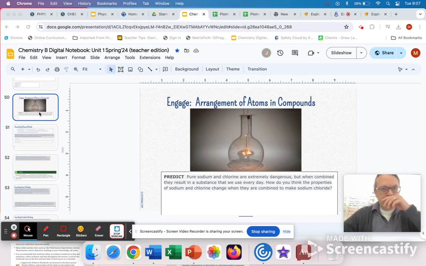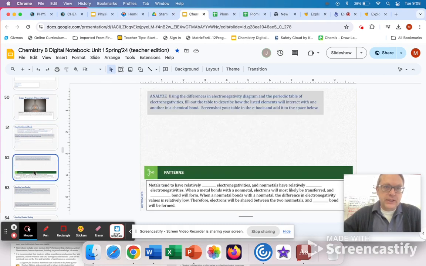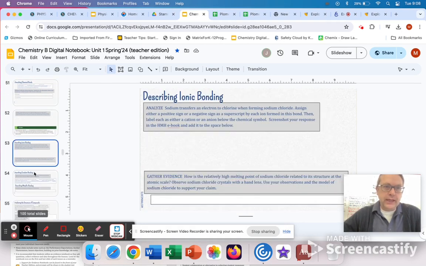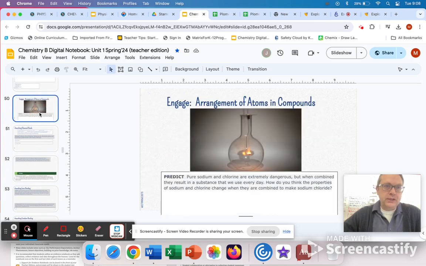So in this video, we'll be discussing the main evidence you would need to answer our phenomenon for lesson 3 from unit 3 about the arrangement of atoms in compounds. And while we're covering those main ideas, you'll be completing this section of your notebook as guided notes, and we'll be discussing some of the main key points of evidence that you need.